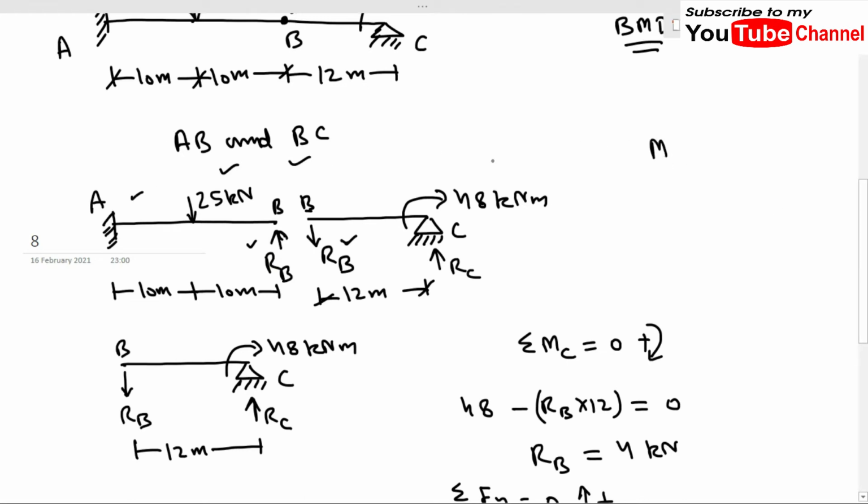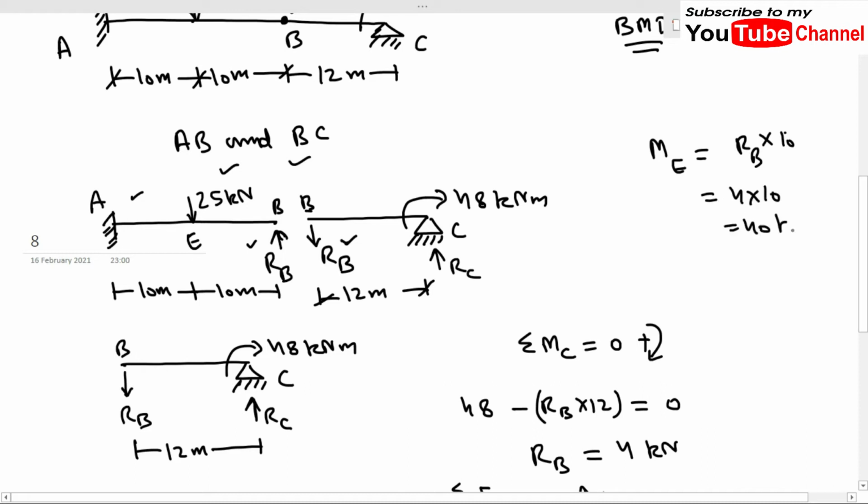So what will be the value of, let me name this point as E. So what will be the value of ME? So ME will be RB times 10. Minus 25 will not be taken here. So RB is 4 times 10, so it will be 40 kilonewton meter.